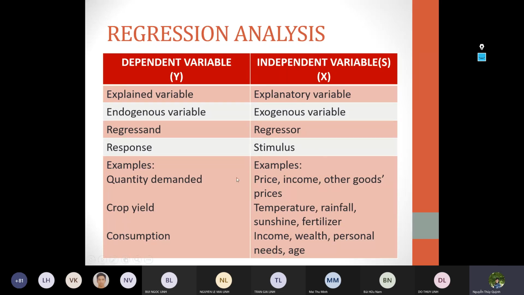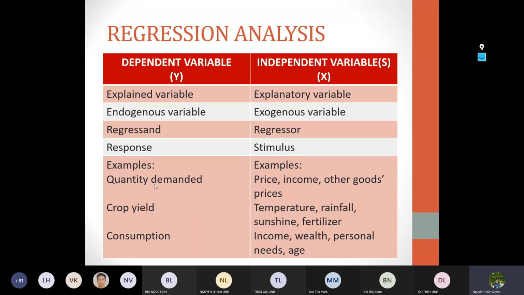So here we have some examples of dependent variables and the corresponding independent variables. For example, if we want to explain the value of quantity demanded for a good, what are the independent variables that we can use to explain it? So how can we find those independent variables?